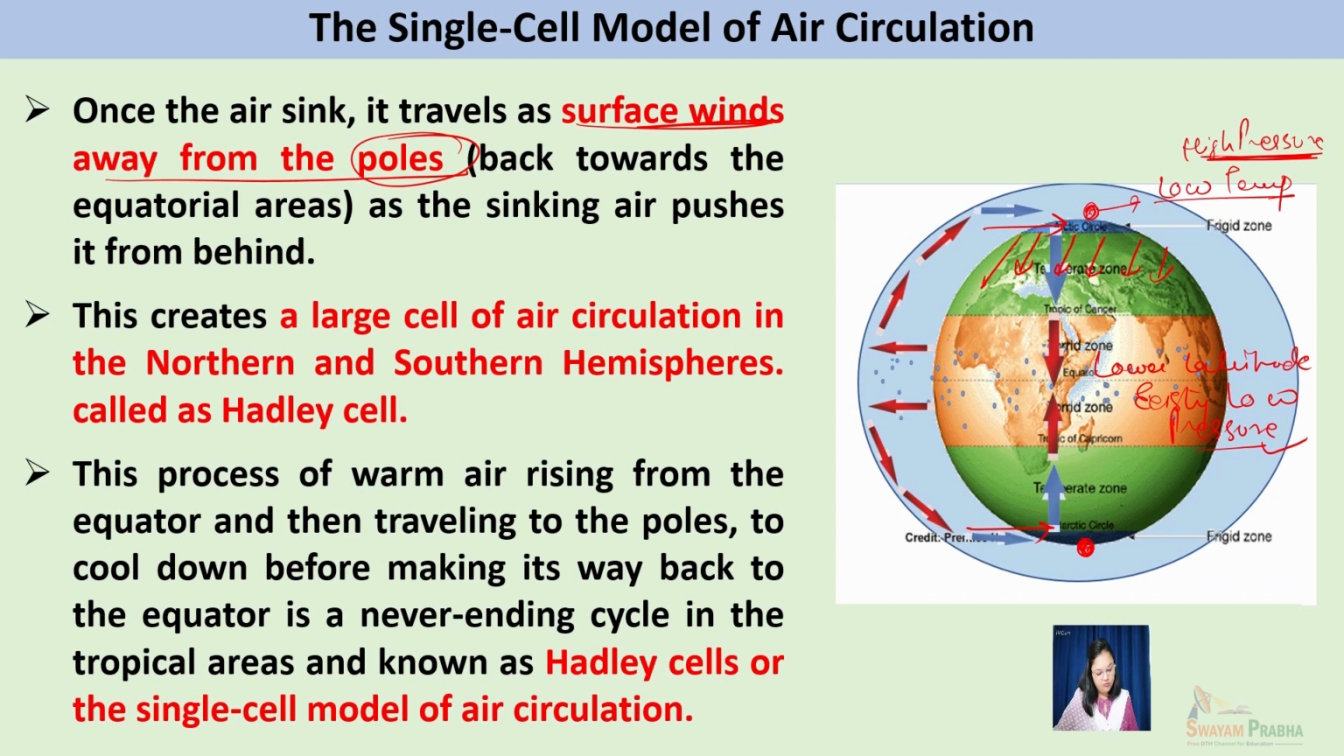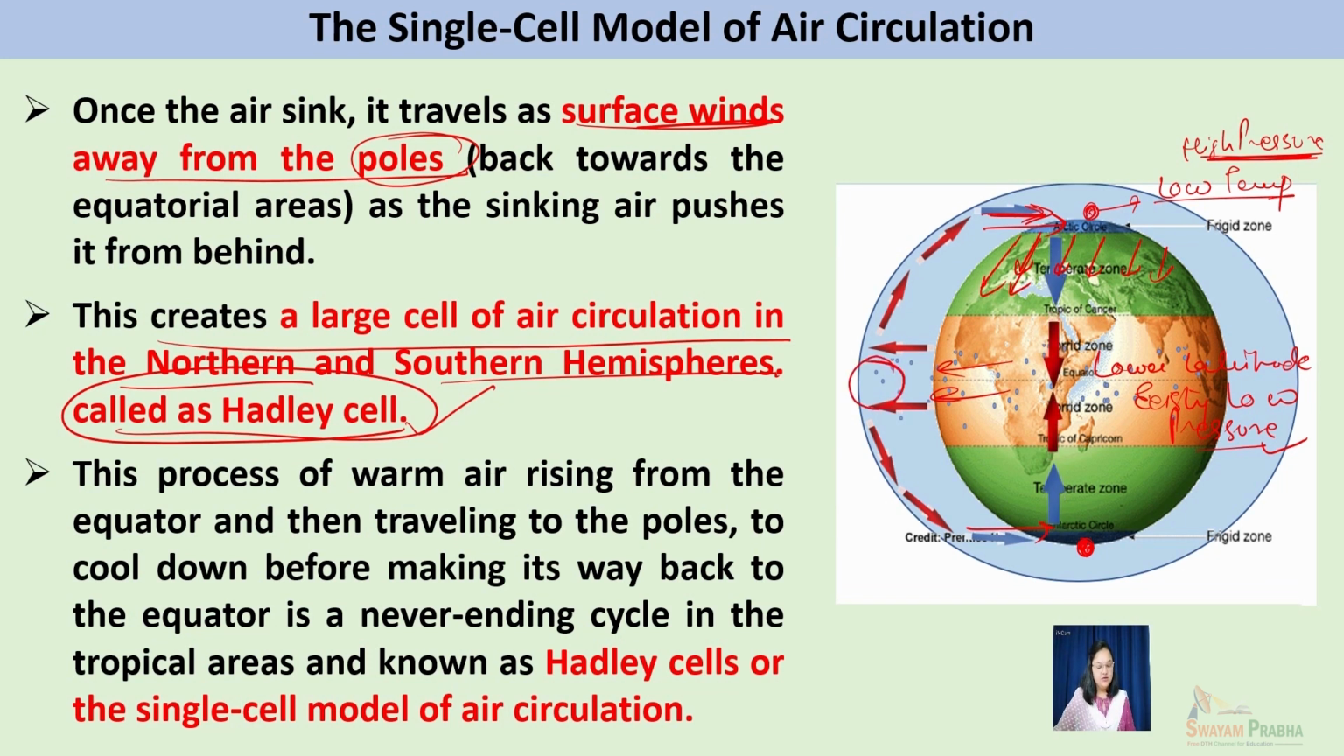And once the air moves out from these polar areas at the ground surface, it is pushed from behind by this sinking air which is coming from the upper tropospheric level. This creates a large cell of air circulation in the northern and southern hemispheres, which is called Hadley's cell, which explains the air circulation wherein due to high temperature the air becomes light, it ascends near the equatorial areas, and on reaching near the upper tropospheric level, it tends to diverge towards the polar areas in both the hemispheres.